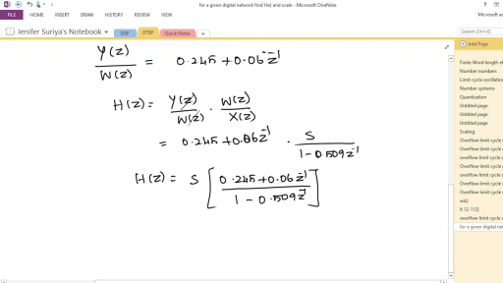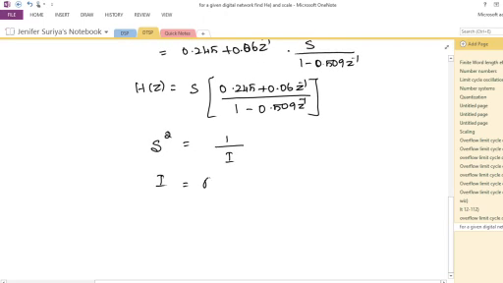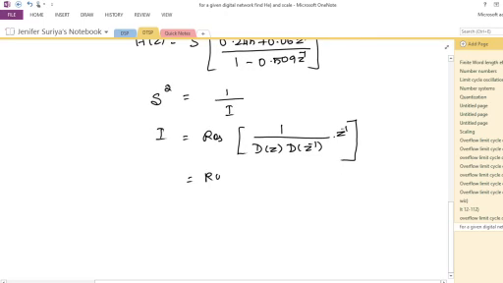This is the representation. Now to identify the scaling factor, we have the formula: S square is equal to 1 by I. This I is from the residue of 1 by the denominator of Z inverse into Z inverse. So I'm representing the residue term only for the denominator, that is 1 minus 0.509 Z inverse into 1 minus 0.509 Z into Z inverse.